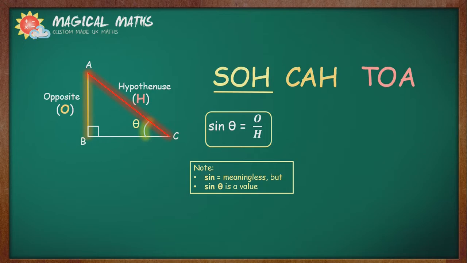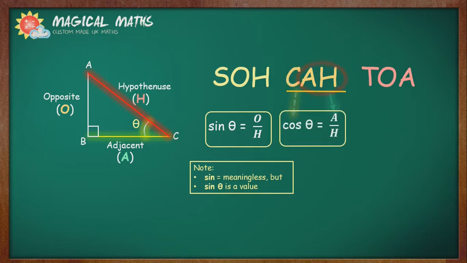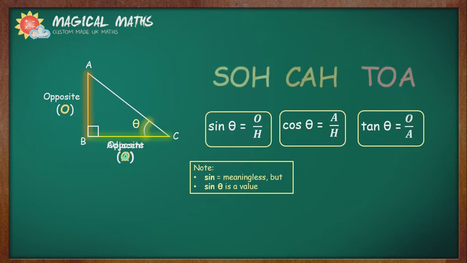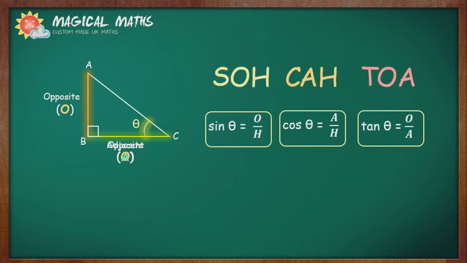We go to the next one, which is CAH. C stands for cos theta, and AH represents A over H. Finally, TOA represents tangent theta equals O over A. This is how SOH CAH TOA helps in memorizing the formulas. We go to some examples for further explanation and application.